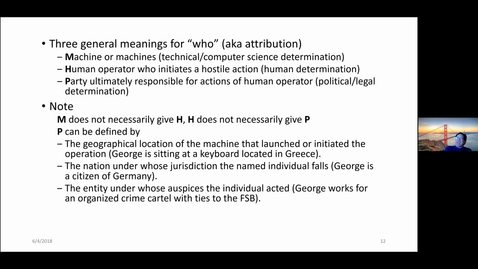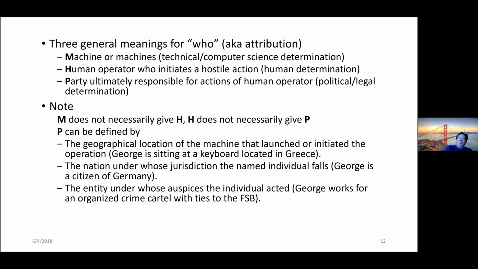Notice that if you know M, the machine, it doesn't necessarily tell you who the human operator is. And if you know the human operator, it doesn't necessarily tell you the party responsible for it. And we note here that P, the party that can be responsible, can be defined by the geographical location of the machine that launched the operation, where George is sitting. So it's Greece, because he's sitting at a keyboard located in Greece. Or it's the nation under whose jurisdiction the named individual falls. Namely, George is a citizen of Germany, so that means Germany must be responsible. It's responsible for actions of all German citizens.